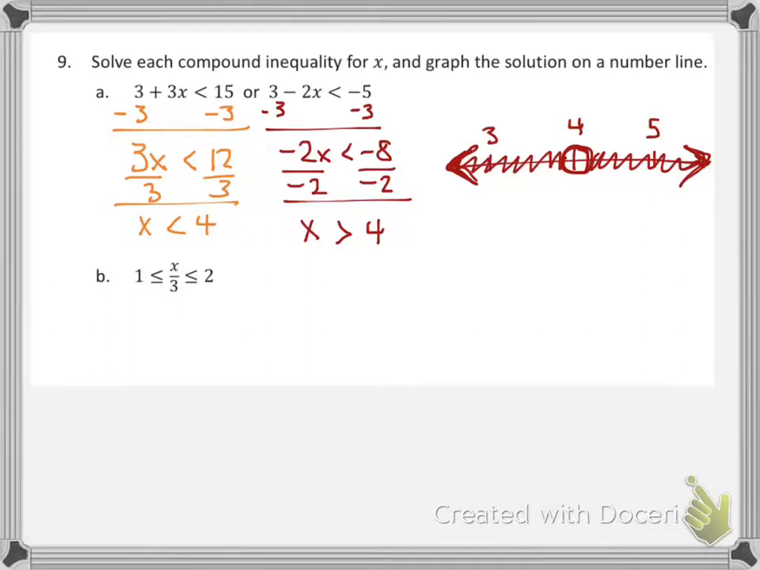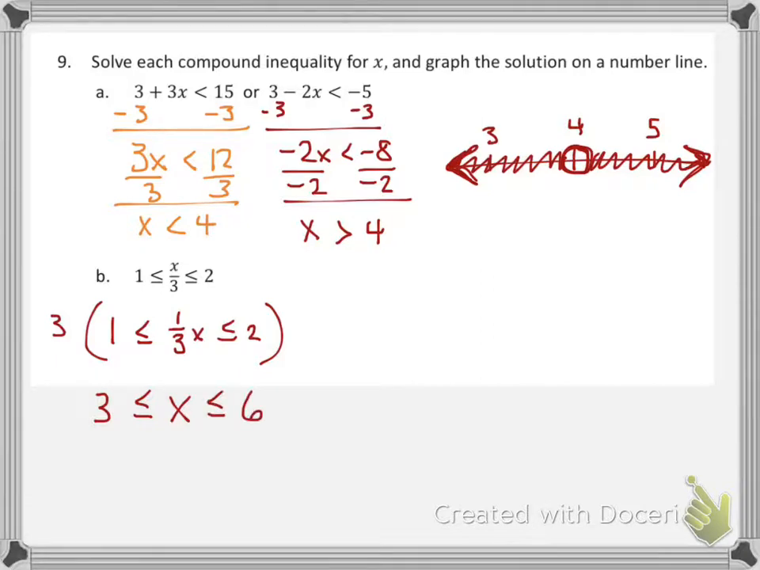All right, and then the last one, I would rewrite this: 1 is less than or equal to 1/3 x, which is less than or equal to 2. And I would just multiply everything by the reciprocal of 1/3, which means multiply everything by 3. So that gives me 3 is less than or equal to, 3 times 1/3 is just 1x, and 3 times 2 is 6. x is less than or equal to 6.